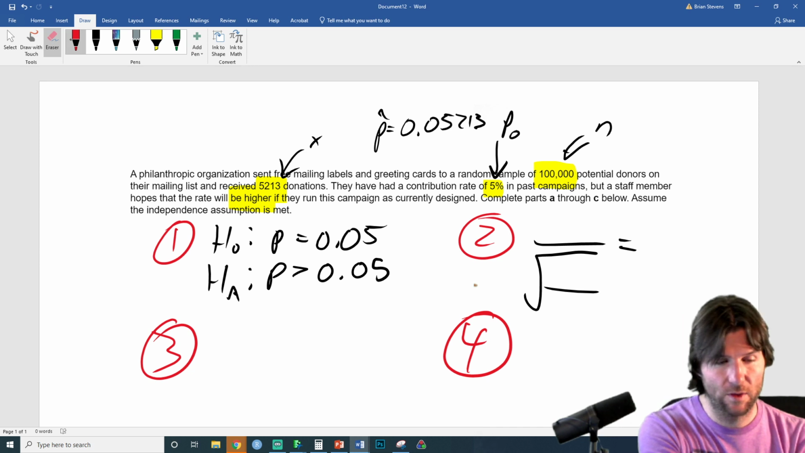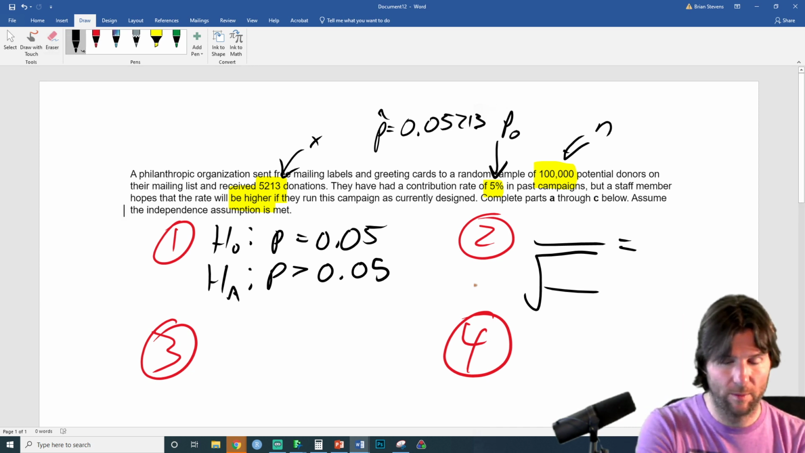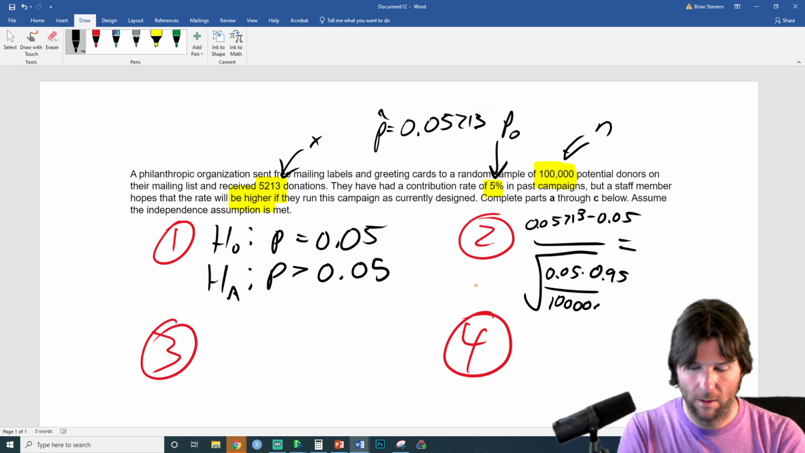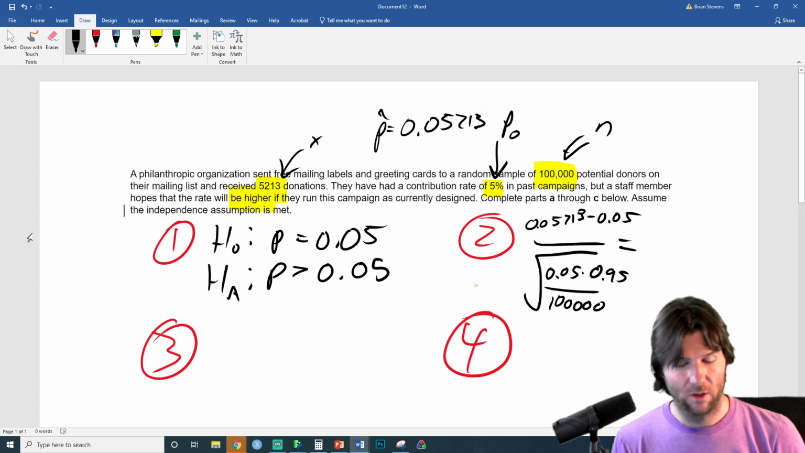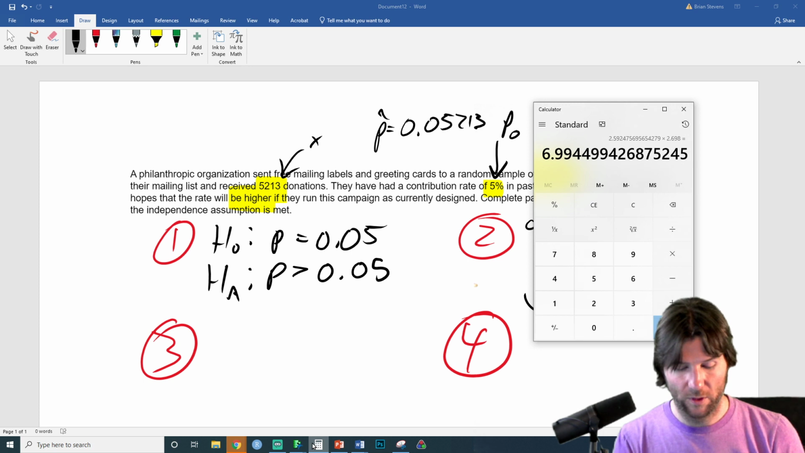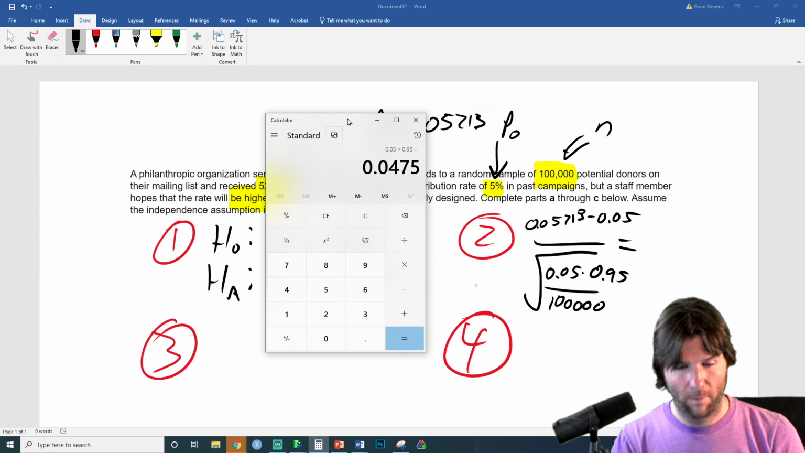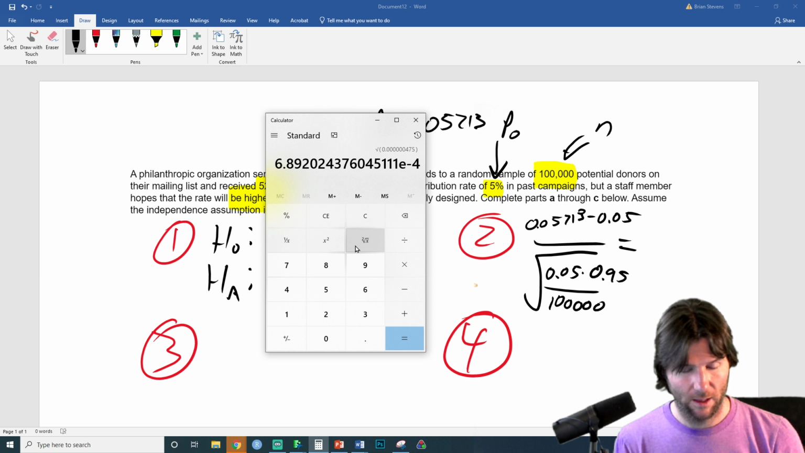Let's solve this out. It's going to be a lot of very small numbers on here. So we have p hat, which is this right here, 0.05213, minus 0.05 over the square root of p naught times q naught over n. So let's go ahead and find the z-score right here. We're going to do the bottom part of the equation first, because we can store it in the calculator. And we divide that by 12123. Got it. Then we square root that. That's the bottom of the equation.